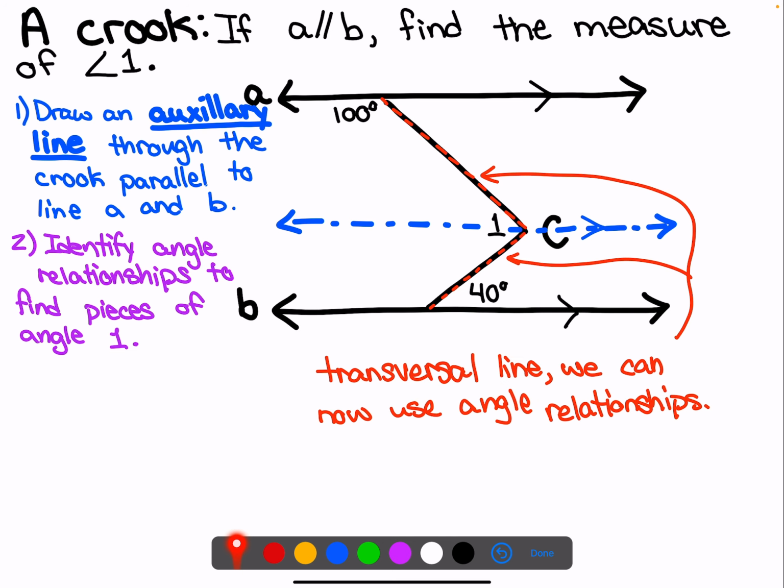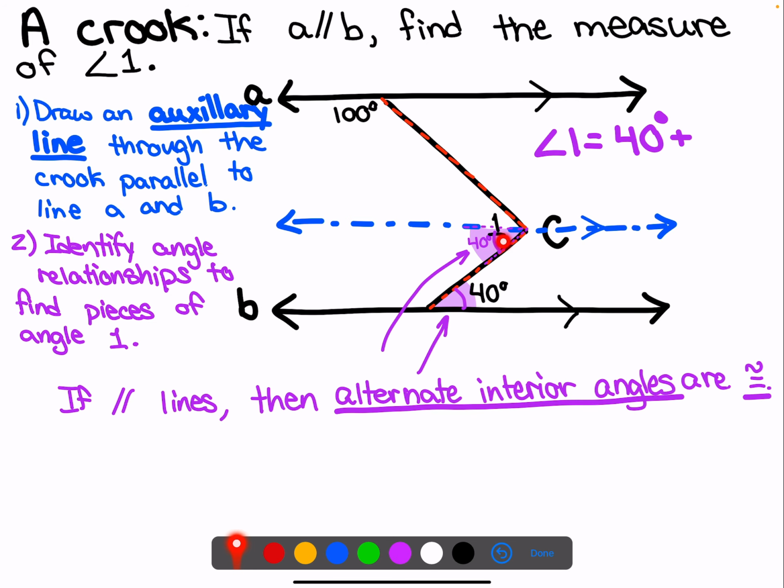So now that we have our 2 transversal lines, what we want to do is identify angle relationships to find pieces of angle 1. So I'm going to find the bottom piece, I'm going to find the top piece, and then I'll combine them together. So looking at the bottom piece of angle 1, what is the angle relationship between this 40 degrees and this bottom piece of angle 1? Well, they're alternate interior angles, and I know alternate interior angles are congruent, so this bottom piece of angle 1 is 40 degrees. So if this is 40 degrees, alternate interior angles are congruent, so therefore this is 40 degrees.